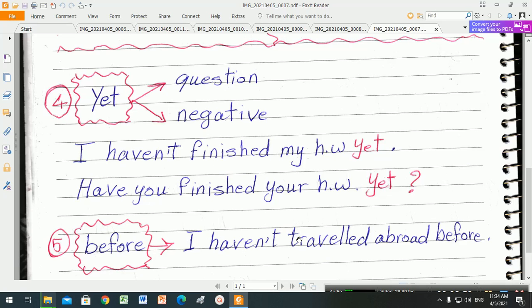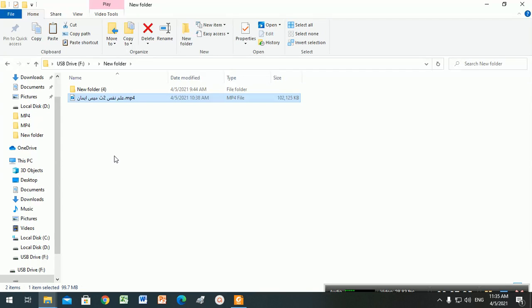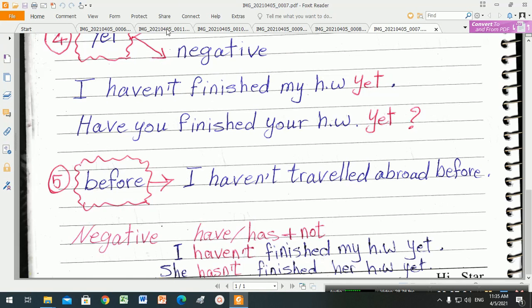Okay, and here before. I haven't traveled abroad before. ما سافرتش برا قبل كده. Okay, and before and yet come at the end of the sentence. With negative, the subject comes first and then haven't or hasn't. So we put not after have or has. I haven't finished my homework yet. She hasn't finished her homework yet. Okay.